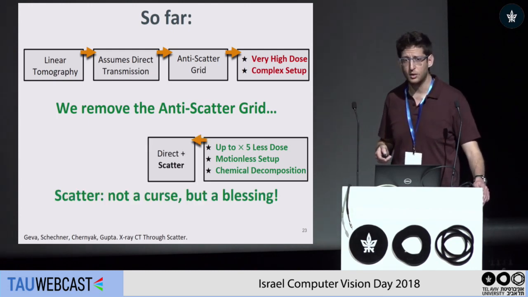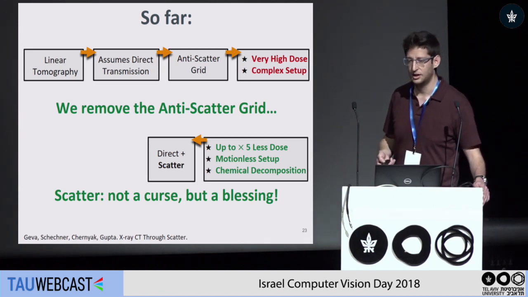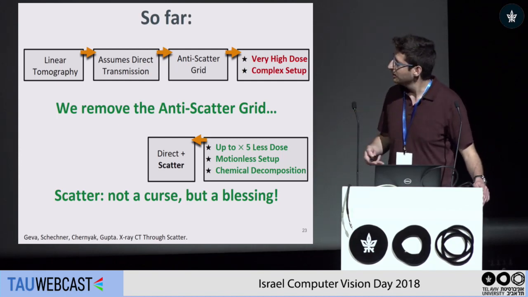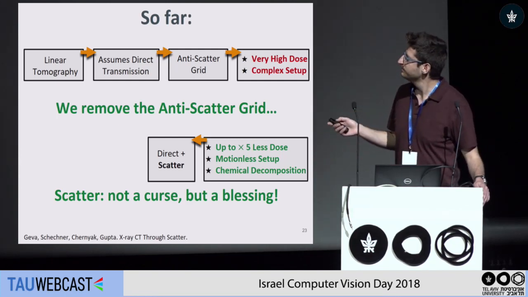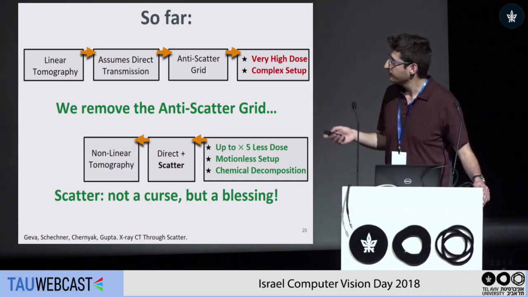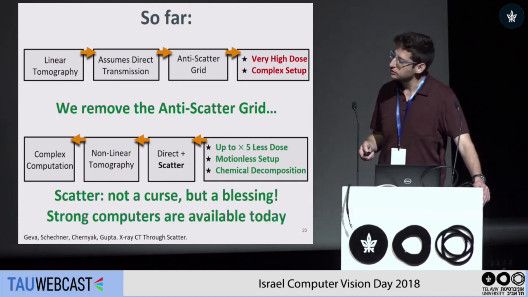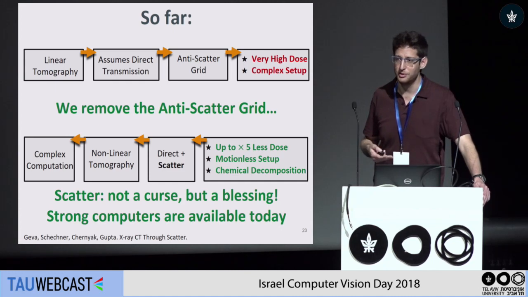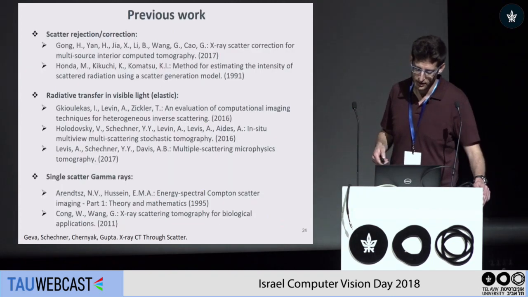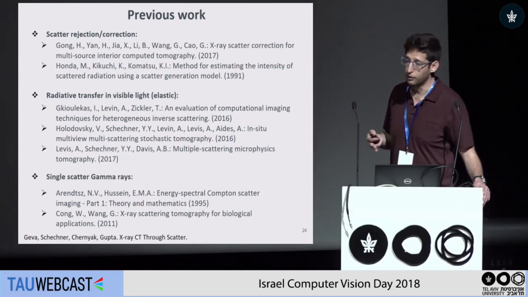However, now we need to account not only for the direct transmission, but also for the scatter signal. But the way we look at it, scatter is not a curse to overcome, but a blessing. We're accounting for it computationally. This turns the tomography non-linear, which is complex to compute. But luckily, strong computers are available today, so we believe it's no longer justified to keep using the methods of the 70s.